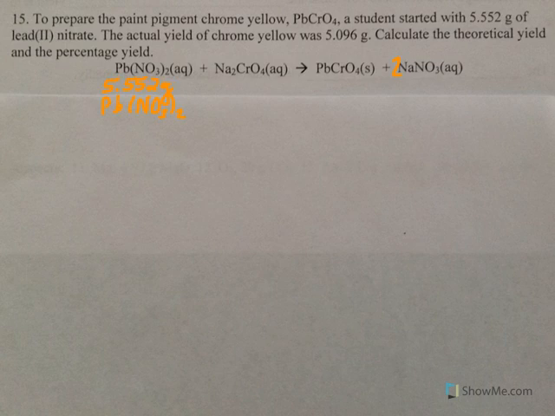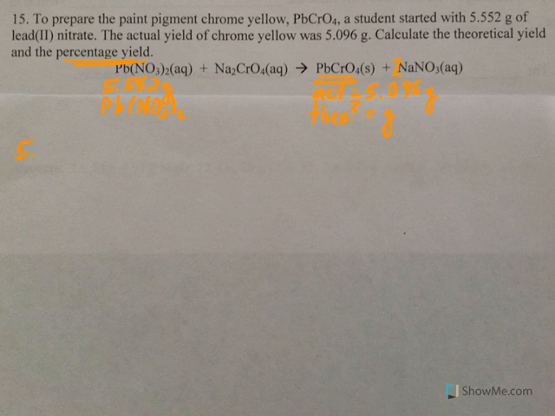So I've written down my givens, and that's what was started with. And it says the actual yield of chrome yellow was 5.096. Chrome yellow is this PbCrO4 here, and the actual yield was 5.096 grams. Now we'll need that to find the percent yield, but first we need to find the theoretical yield. So the theoretical yield is what this stoichiometry problem is going to start with first. So we want how many grams is that?